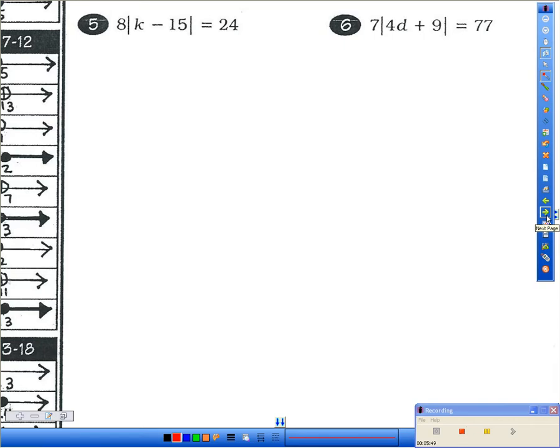Numbers 5 and 6, though, we do have something outside the absolute value bars on the left, so that'll be the first step that we need to take in solving this absolute value equation, is to divide the left by 8 and divide the right by 8 to get rid of the 8 that's on the outside. Well, the 8 divided by itself gives us 1, so all we're left with is the absolute value of k minus 15 on the left. On the right hand side, 24 divided by 8 gives us 3.